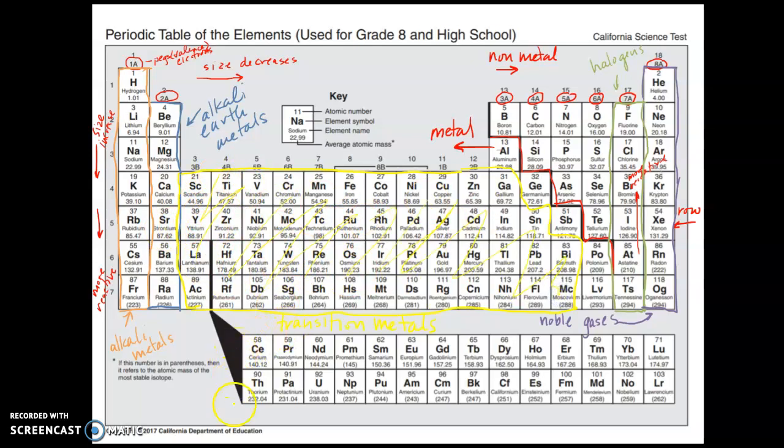Below here are the lanthanides and actinides. We will rarely ever use them, and so there's no reason to really spend too much time on them. So based on what I've drawn here, if you could please include that on your periodic table, including how things react and their different sizes, where the metals and nonmetals are, and the names of the different groups, and so forth.